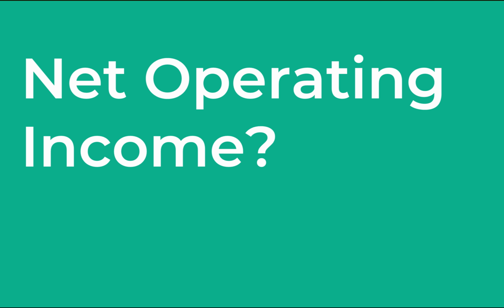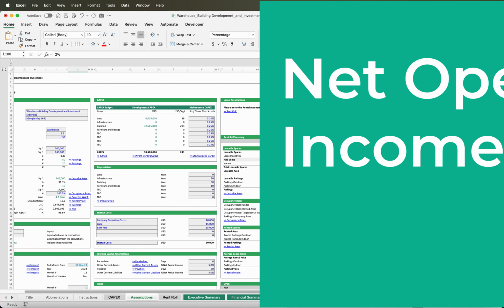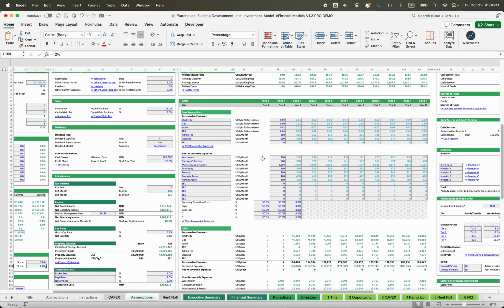Rental income is not the same as the profit a property generates. So what we want to do is look at the forecasted net operating income. The way to do this is to look at the cost structure. What are the costs this building generates? When we look at the cost assumptions we have to input, we have two types of costs. We have recoverable costs, which can be recovered from the tenants.